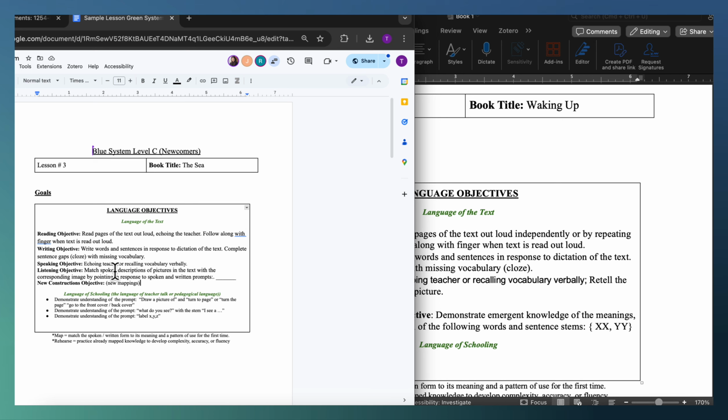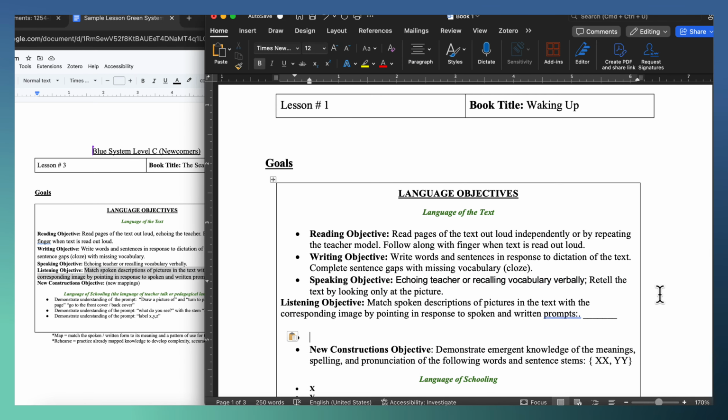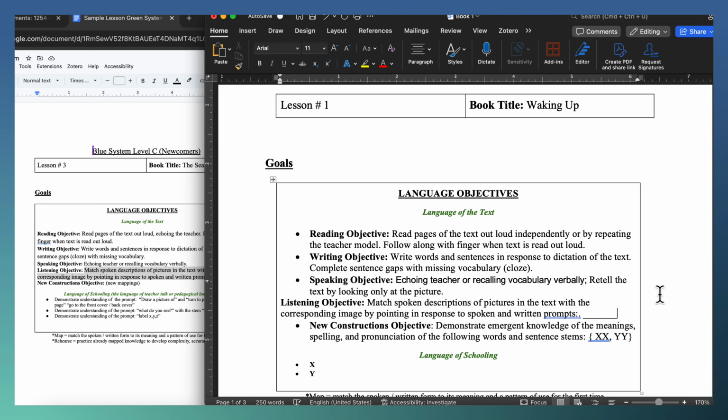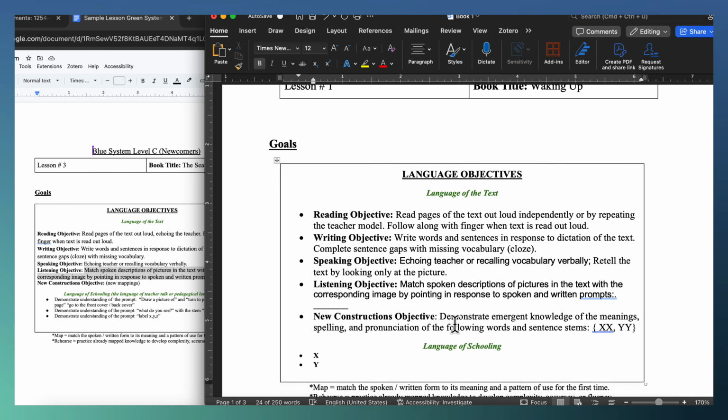Okay, listening objective. I don't have anything here in my model plan, so I'm going to just borrow right now because I kind of liked what I did the other day. My listening objective is match the spoken descriptions of pictures in the text with the corresponding image by pointing to it in response to spoken and written prompts. So this is where I'm going to be saying things like find the X. Where is the picture of the chicken? Where is the word that says chicken? And I know from experience with this particular group, who I think are fairly representative, that this is the way to go.